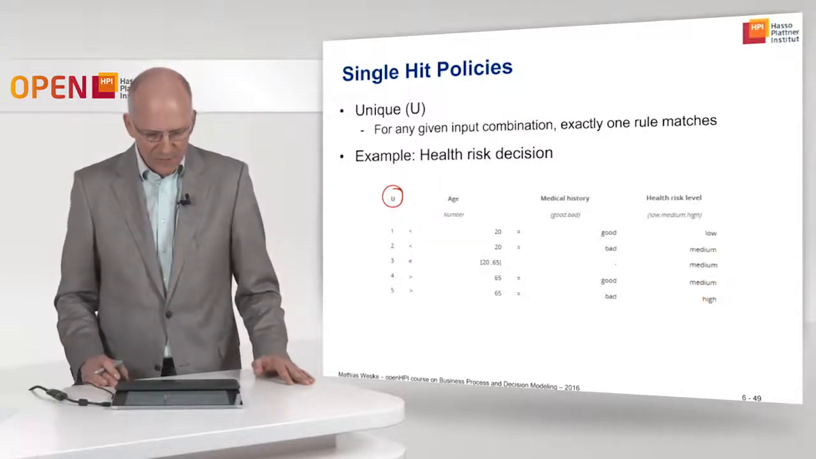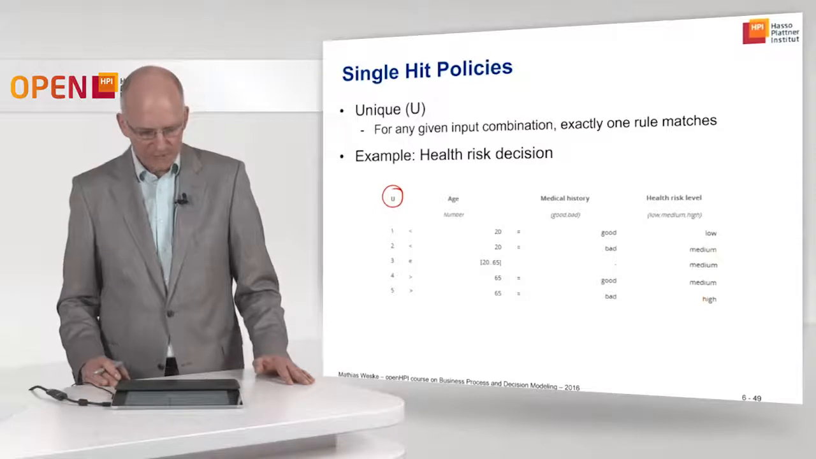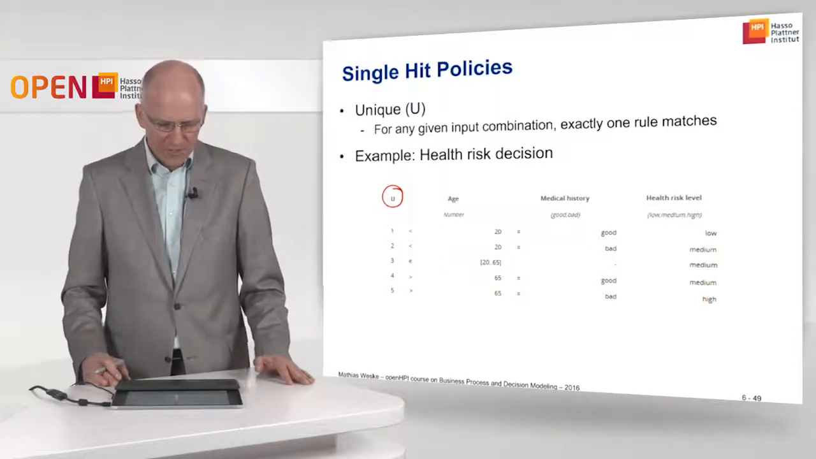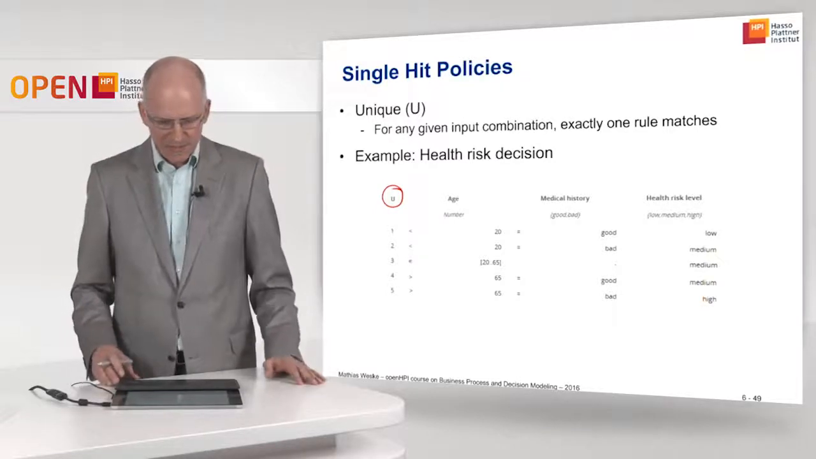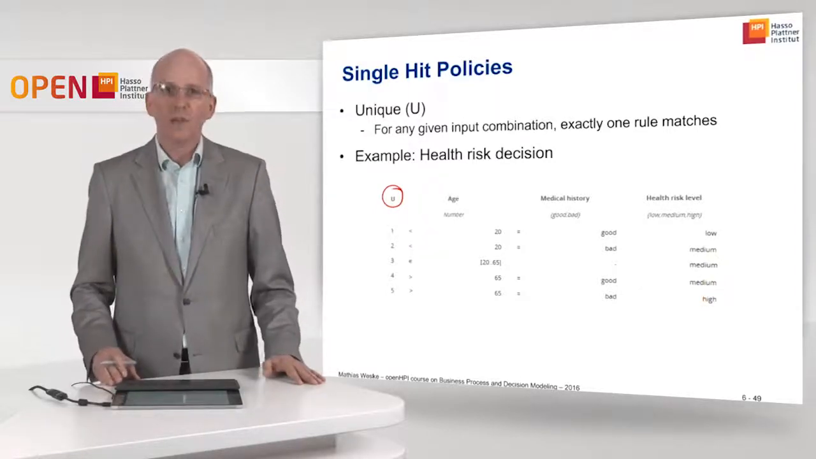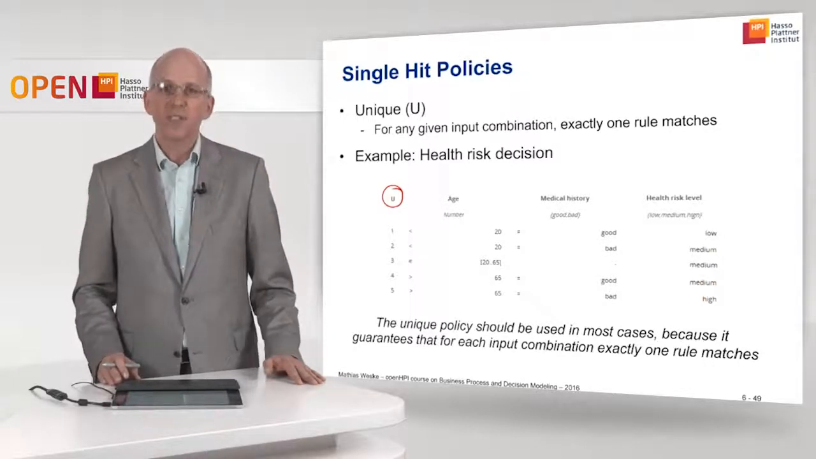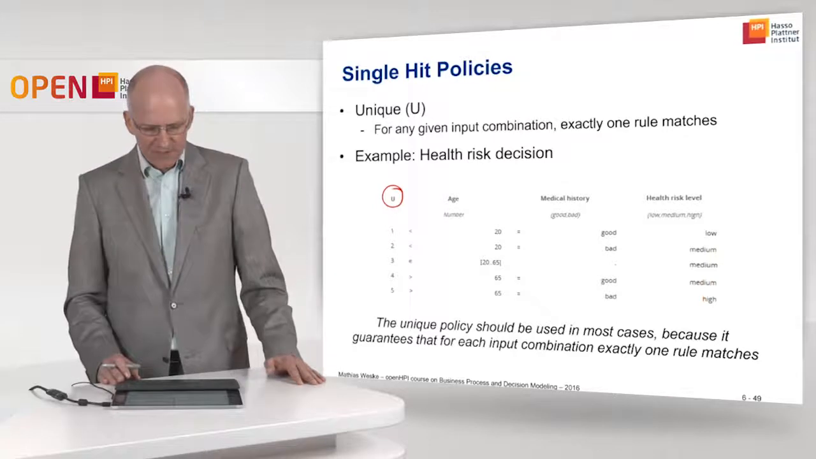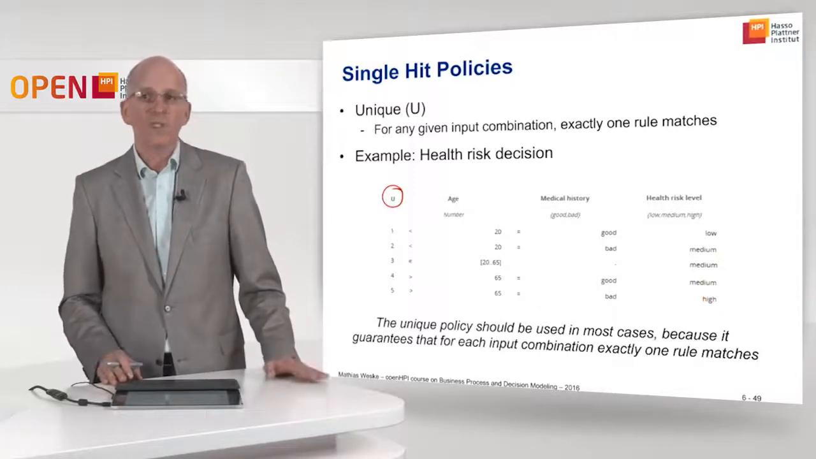Here we have input looking at the age of the person and also the medical history of the person. If we take a close look here, we'll see that for any combination of age and medical history, we find one output. Therefore, we can say that the unique policy is fulfilled here. The unique policy should actually be used in most cases because it guarantees that for each input combination, exactly one rule matches and one output is generated.